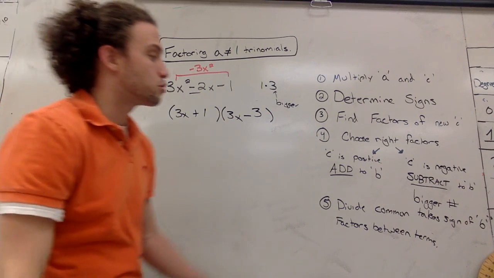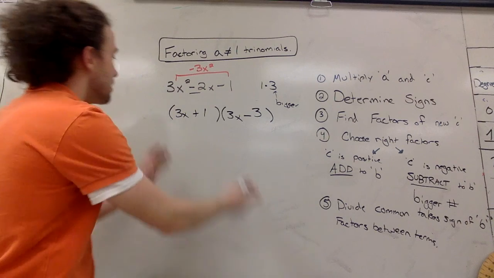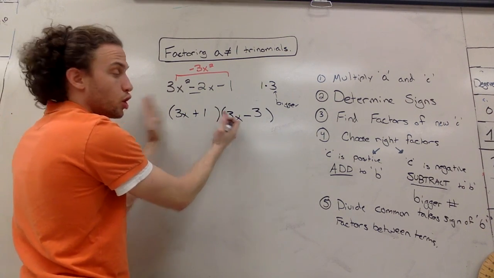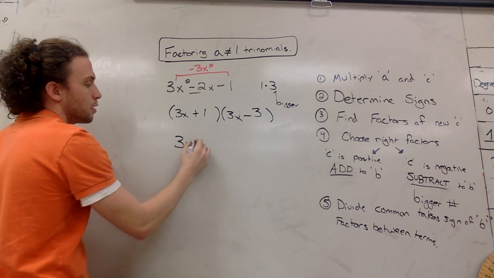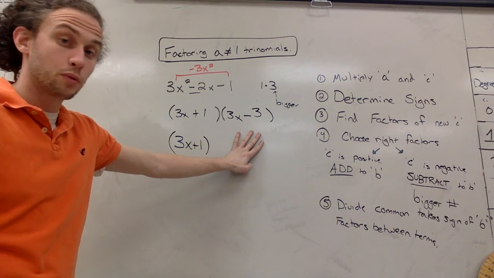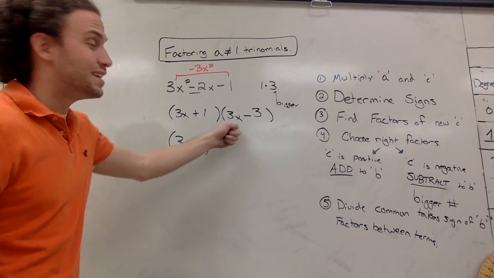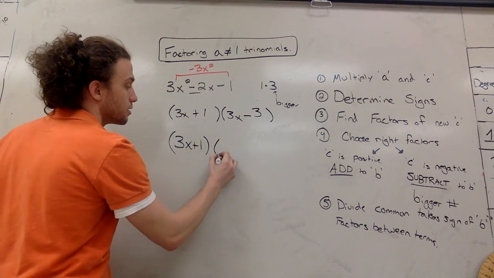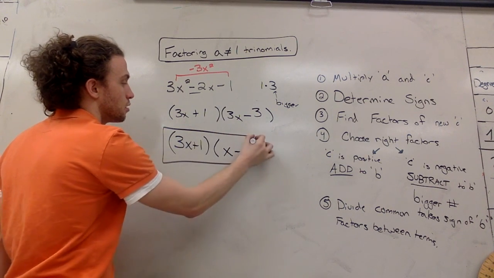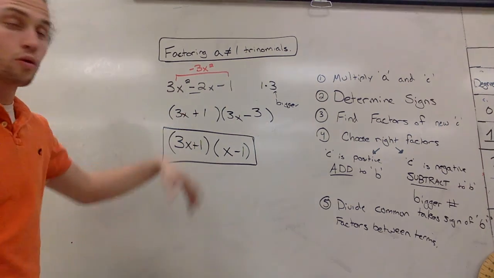And then the last step is to divide a common factor between the two terms. All right. Is there a common factor here? 3x and 1? No. So I leave that the same. Is there a common factor here between 3x and negative 3? 3. So I can divide 3 into each of these. And when I do that, what I get is x minus 1. That's it for that problem. It's a lot shorter than it looks.